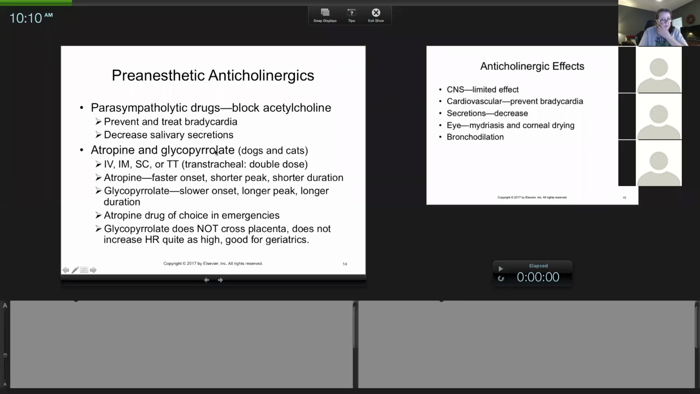It says dogs and cats, but you can use them in other species. You can give these IV, IM, or sub-Q. The only time I would use the transtracheal route is in an emergency like CPR, when I cannot get an IV in my patient. That's the only time I would use these drugs transtracheally.